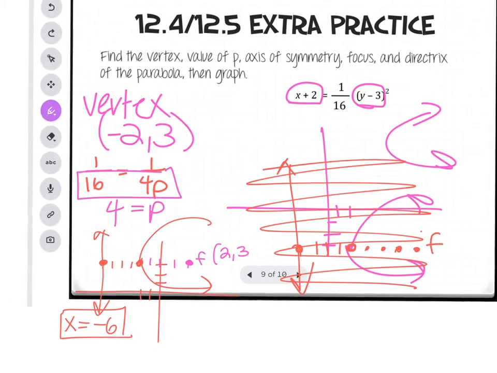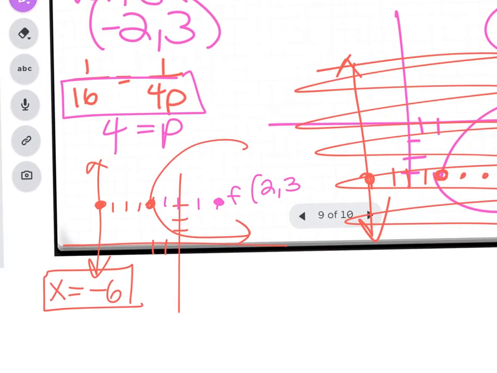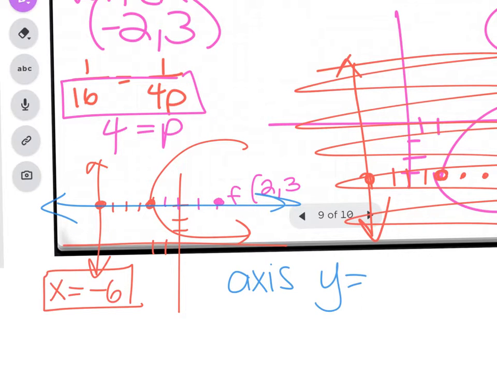And then the last thing it asks for is the axis of symmetry. Axis of symmetry always runs through the vertex, splitting your parabola into 2 symmetric pieces. If it's a horizontal line, it's a y equals, and it's y equals whatever the y coordinate of the vertex is, which in this case is 3.